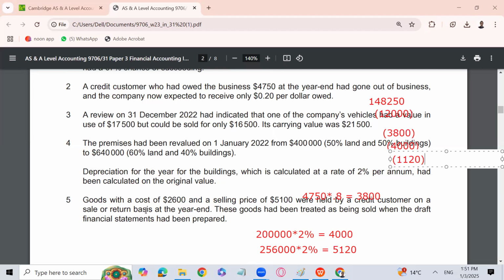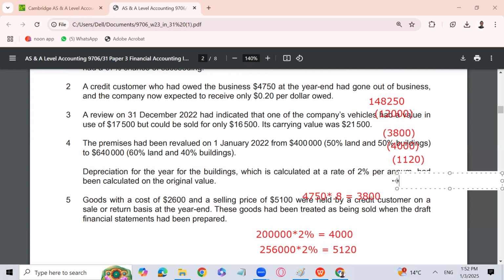Last point is goods with a cost of 2,600 and a selling price of 5,100 were held by a credit customer on a sales or return basis at the year end. These goods had been treated as being sold when the draft financial statements had been prepared. I teach this point in AS to students, but this will continue in A2 also. This is known as sales or return basis. So we are going to give two types of effect. Sales has not occurred, so actually we have passed the entry trade receivable to sales. Now we will reverse the entry, sales to trade receivable.